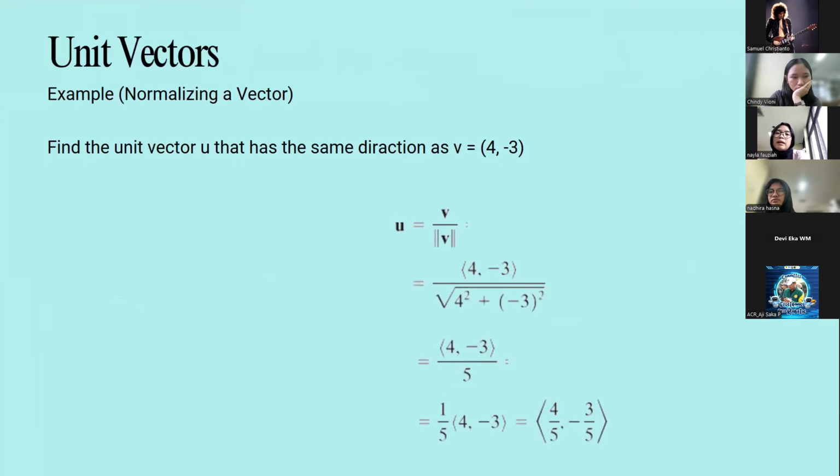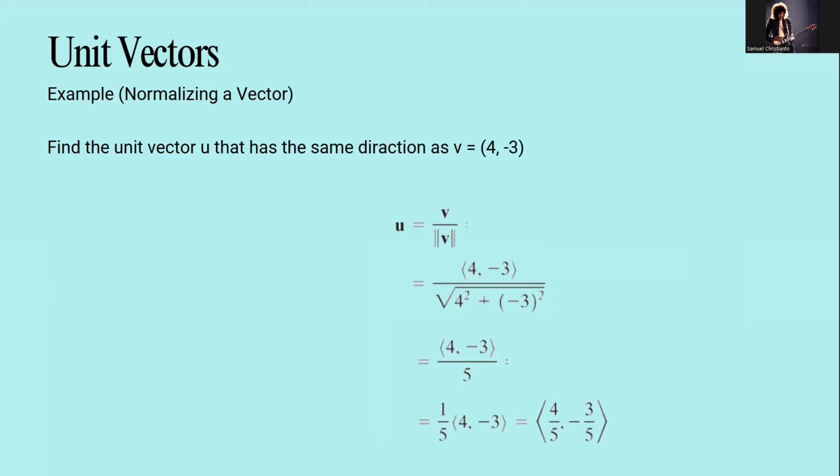So this is an example of normalizing a vector. Find the unit vector u that has the same direction as v, which is 4 and negative 3. So u is equal to v over the norm of vector v. Solving, the vector u is 4 over 5 and negative 3 over 5.